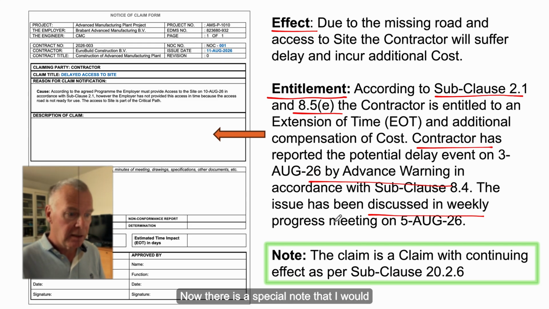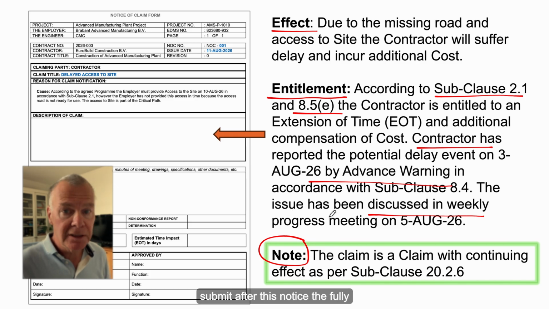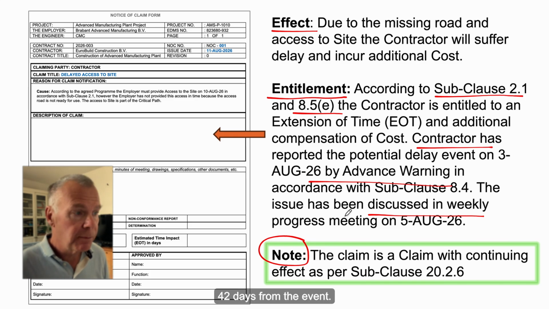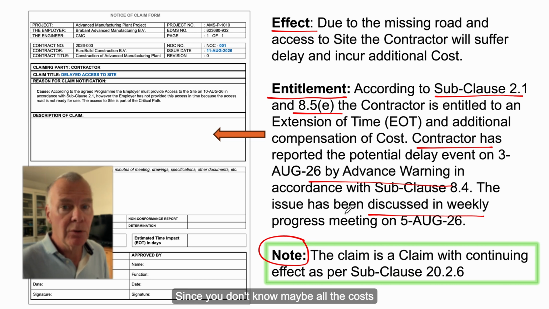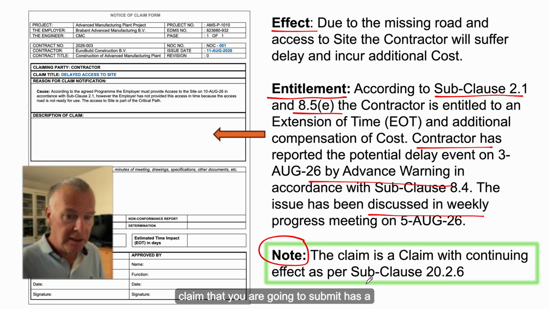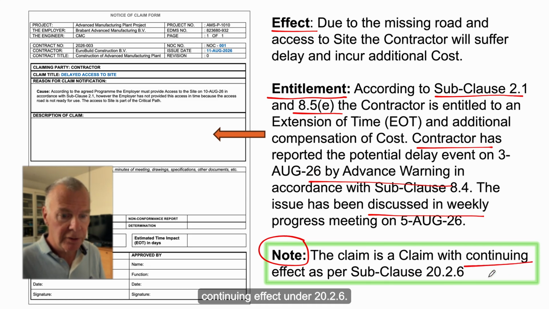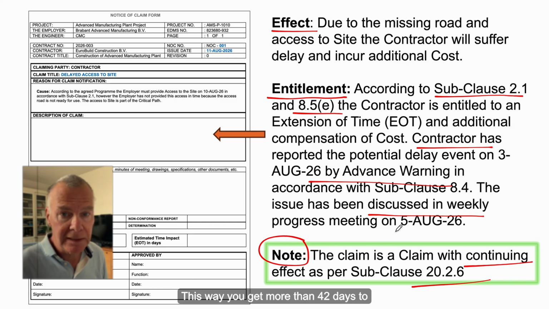Now there is a special note that I would like to recommend you put in, because you have to submit after this notice the fully detailed claim within 42 days from the event, so that is from the 3rd. Since you don't know maybe all the costs, it is always a wise choice to declare that the claim that you are going to submit has a continuing effect under 20.2.6. This way you get more than 42 days to prepare the actual claim.